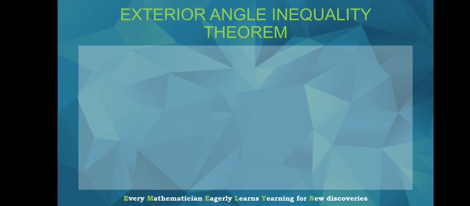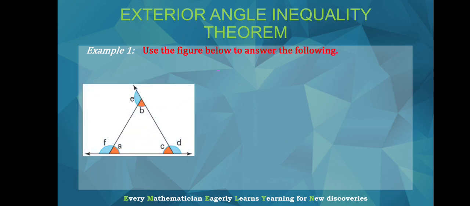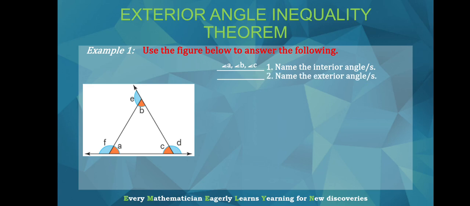For example, use the figure below to answer the following. Number 1. Name the interior angles. The interior angles are angle A, angle B, and angle C. Number 2. Name the exterior angles. The exterior angles are angle D, angle E, and angle F.